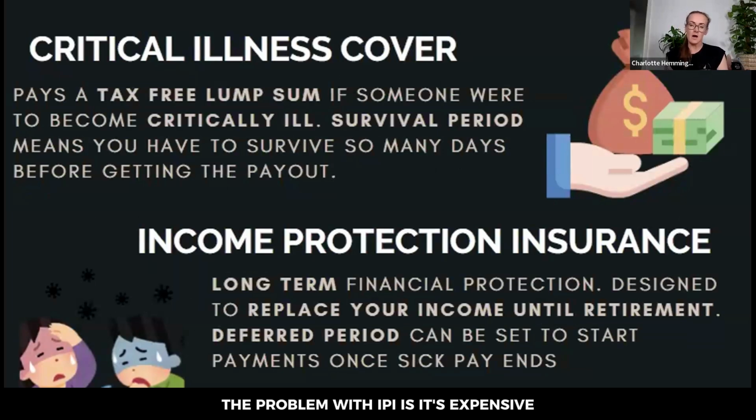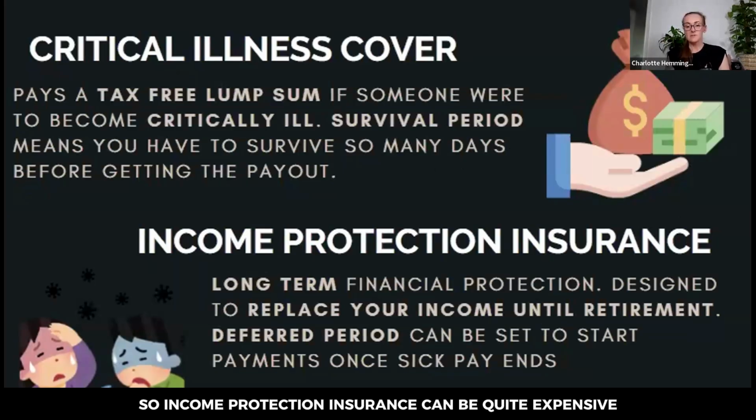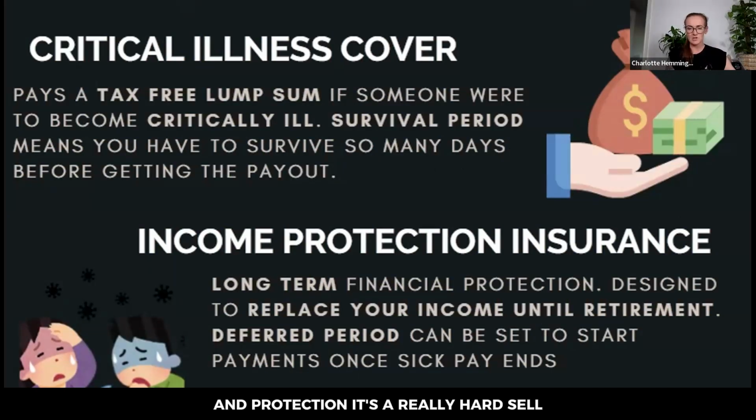The problem with IPI is it's expensive. If you are a young person and you want your income to be covered until you reach retirement, that is a potentially very long period of time that they will be paying out. So income protection insurance can be quite expensive. And when people are taking out a mortgage, they don't want to then lumber themselves with really expensive life insurance and protection. It's a really hard sell, but you would rather your client had some sort of protection than nothing, right?